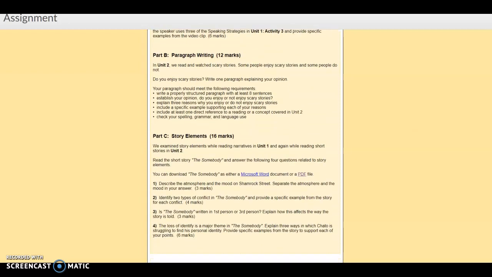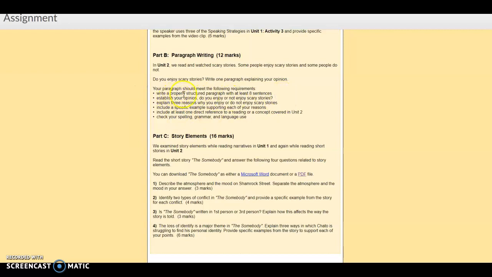Part B asks you to write a proper paragraph. In Unit 2, we read and watched scary stories. Some people enjoy scary stories and some people don't. So what I'm asking you for is your personal opinion. Do you enjoy scary stories? Write 1 paragraph explaining your opinion. Now, the purpose of this assignment is to test your paragraph writing skills. So it's very important that you meet these requirements listed right here.